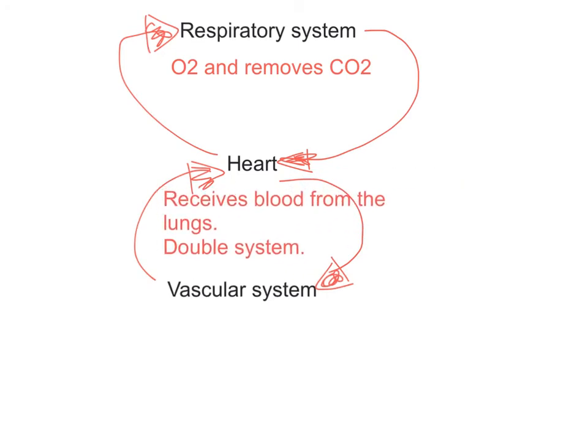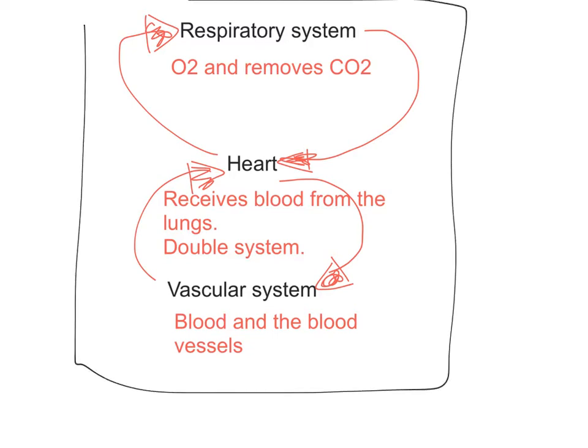The vascular system is obviously to do with the blood and the blood vessels. The blood vessels transport and direct O2 and CO2 to and from the lungs, heart and the body. This is how these three link together to ensure efficient aerobic capacity.